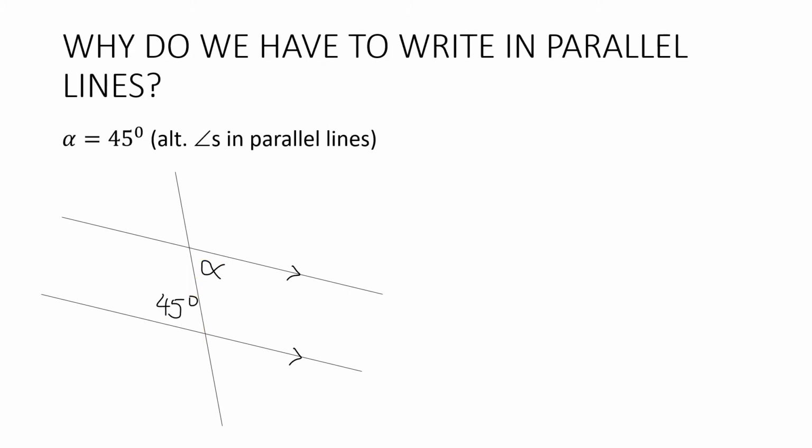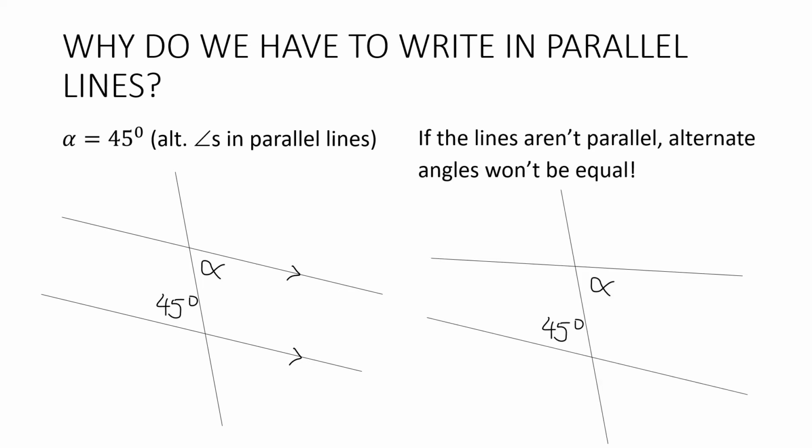Now, why do we have to write in parallel lines? Why can't we just write alternate angles? Well, because if the lines aren't parallel, then alternate angles won't be equal. Have a look at these two. See, they're slightly skew-if. So in this case, alpha is not going to be equal to 45 degrees.